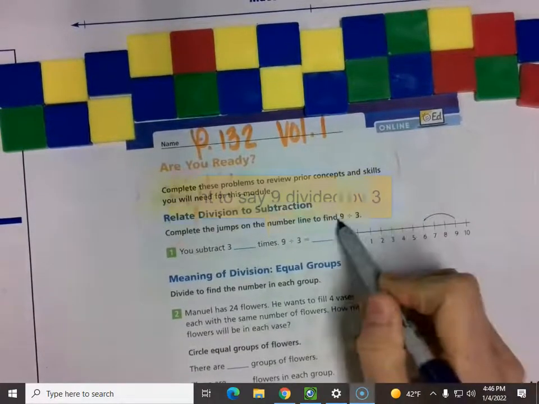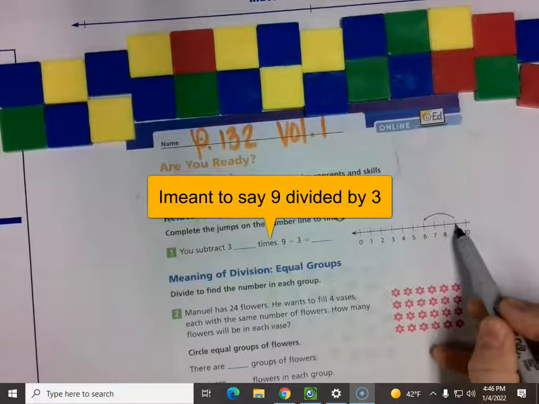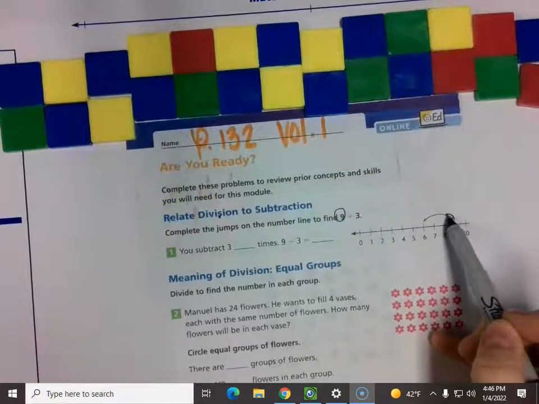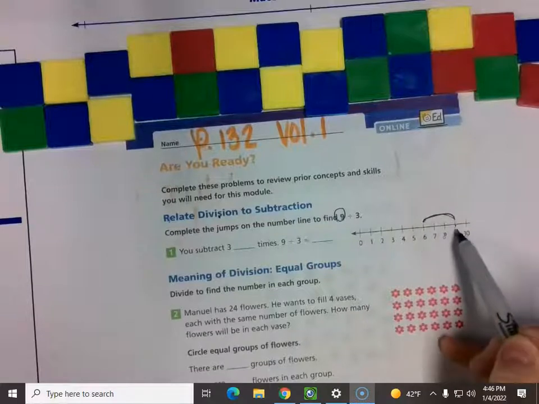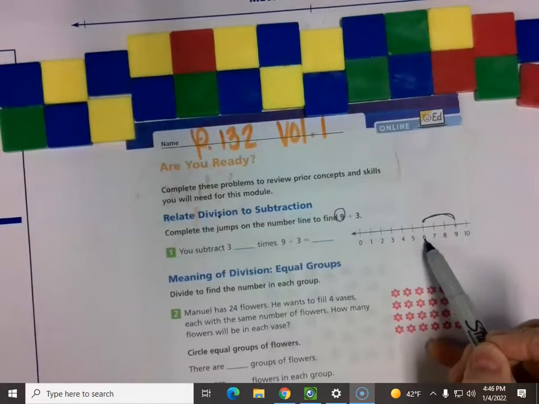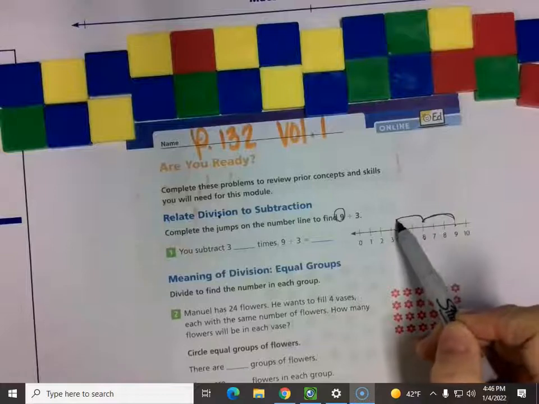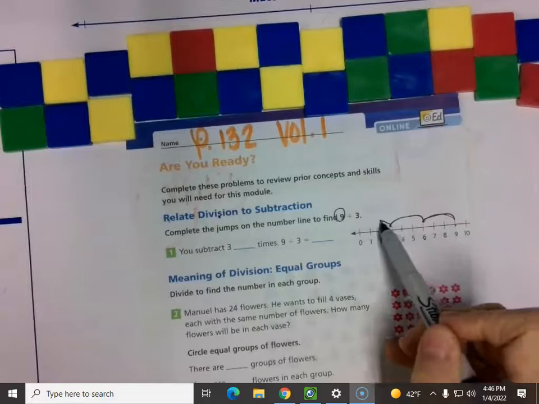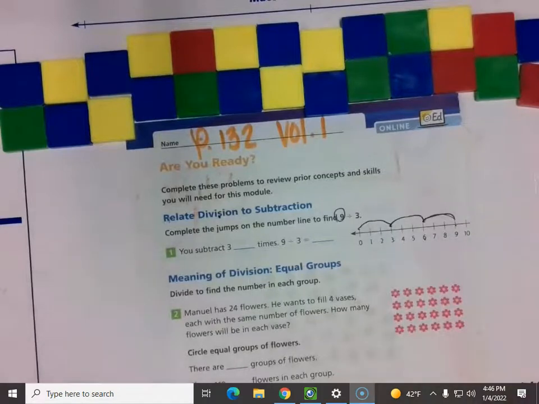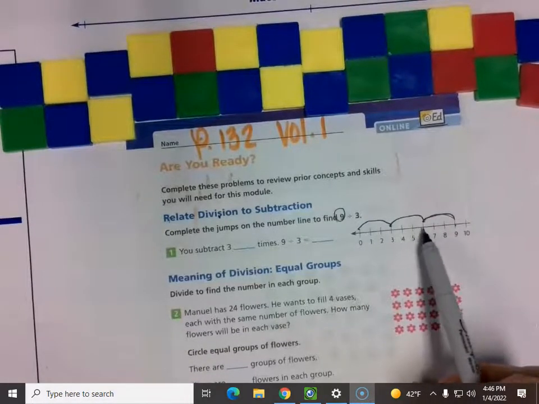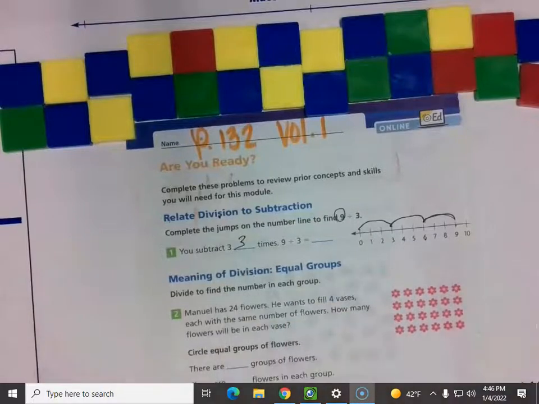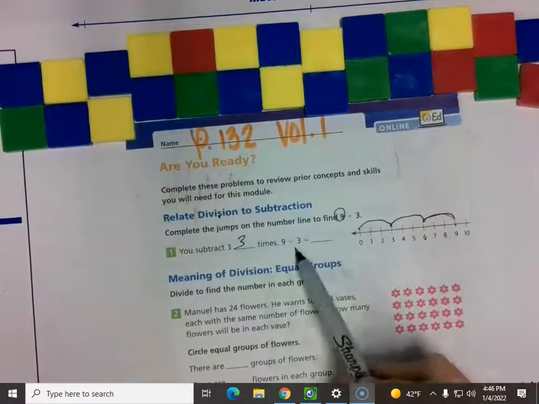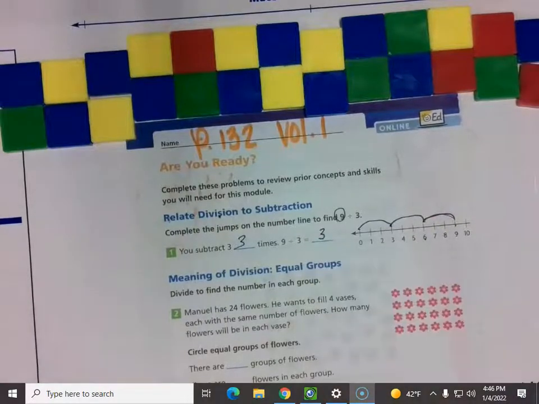Well, it means we have 9 in the group, so we start at 9. We're going to count off groups of 3. So we subtract, or we back count. We skip down to 9 minus 3, which is 6. And then we skip count down again to 6 minus 3 more is 3. And then 3 minus 3 more is 0. So I'm going to subtract 3 times there. So that means that 9 divided by 3 equals 3.